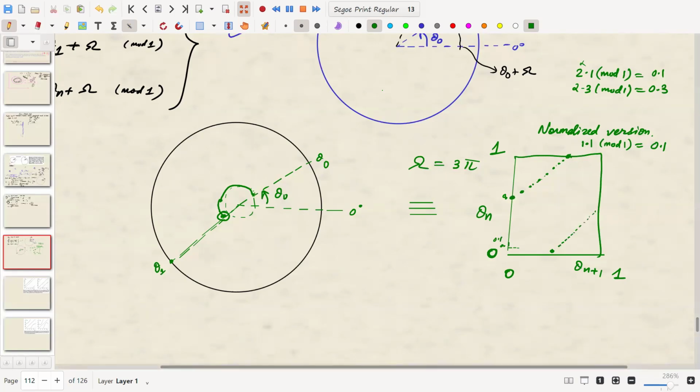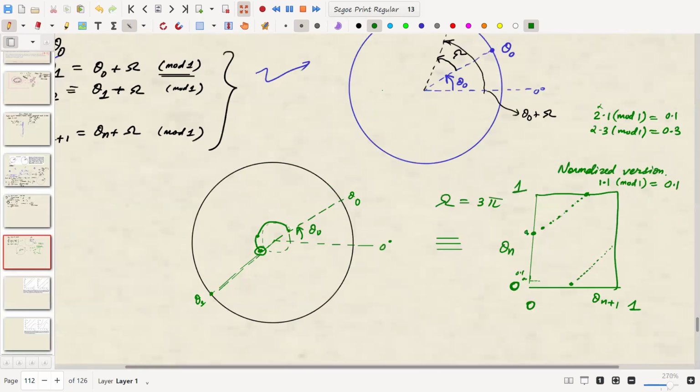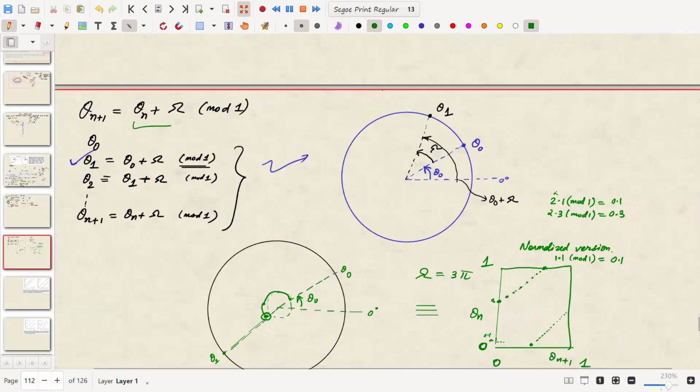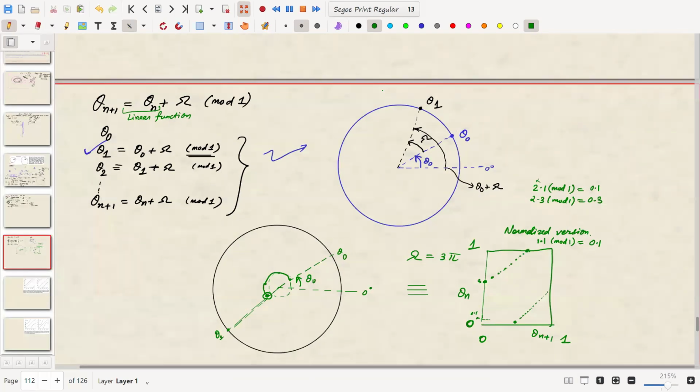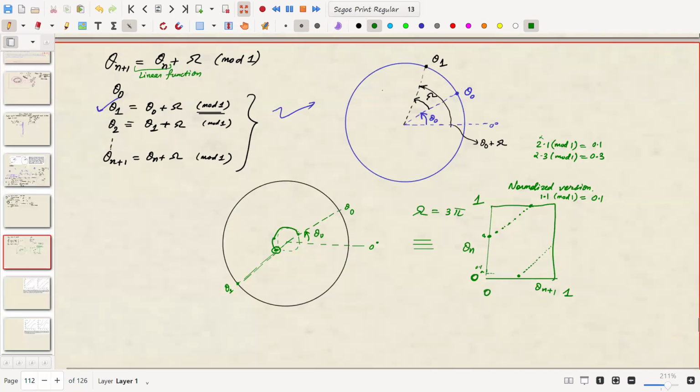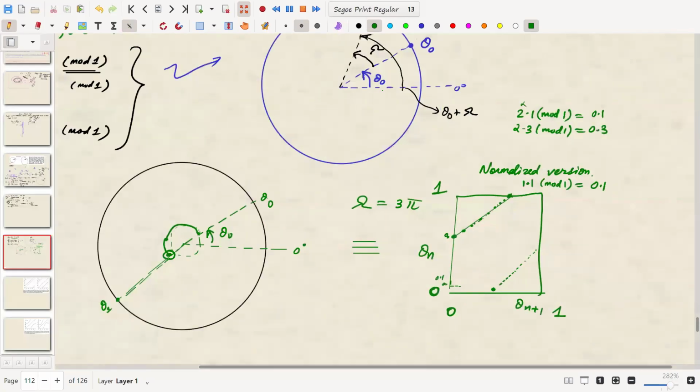So you now know how the function looks. You will see the function like this. It is linear because this is a linear function. So this is the linear function. This is a straight line. It has to be a straight line.